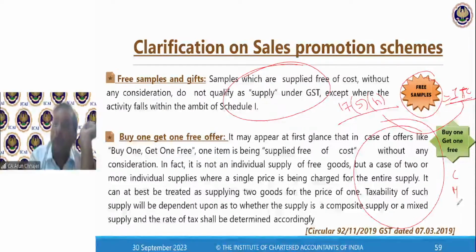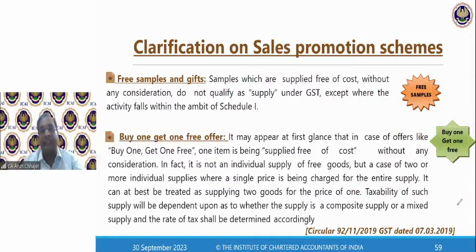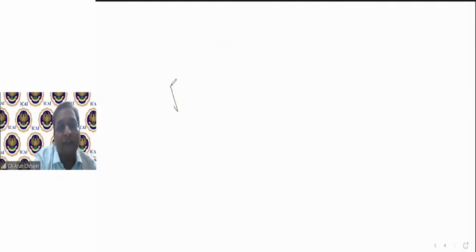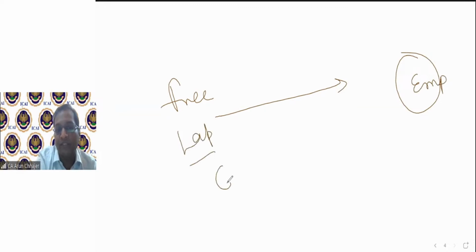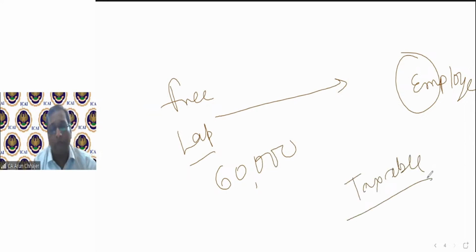Now, that circular has clarified one more very important thing. Let's say they are saying that supply is free. Let's say a free thing has been given to someone. Let's say it is an employee and it is a free laptop worth rupees 60,000 given to the employee. Please tell me, will it be taxable or not? Along with the reason, kindly give me the answer. Please give the reasoning for your answer.